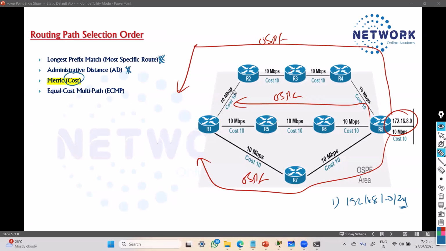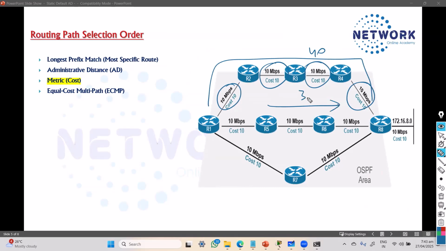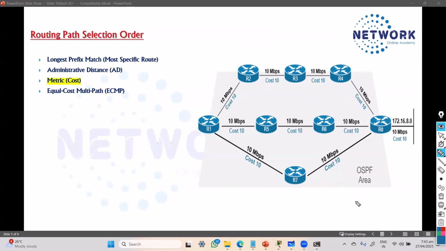Again, what is cost? We'll see in the routing protocols. Basically, cost is the value which determines that the least cost is the best. In this case, let's say the cost is 10 plus 10, 20, 30, 40. So the total cost is 40. The total cost is 30 here. The total cost is 20. Whichever route has the least cost will be decided as the best route.